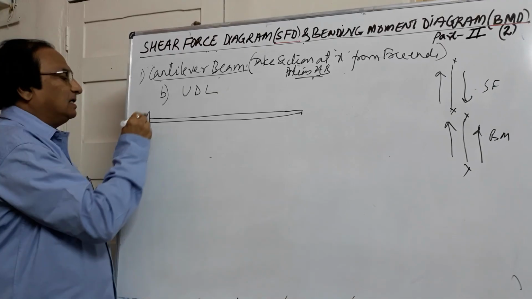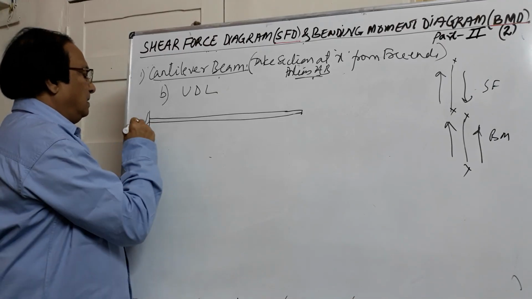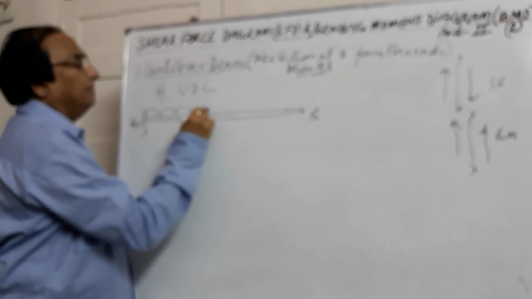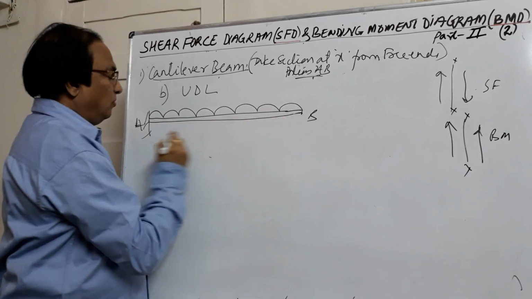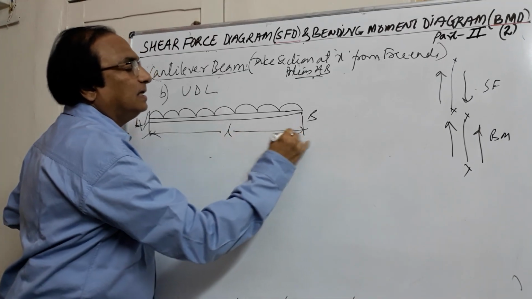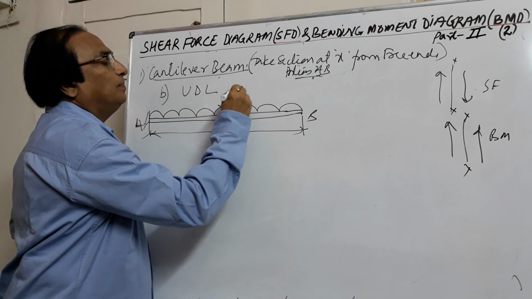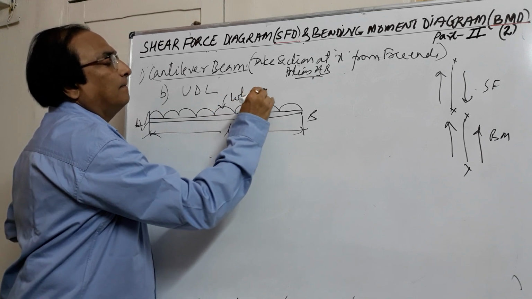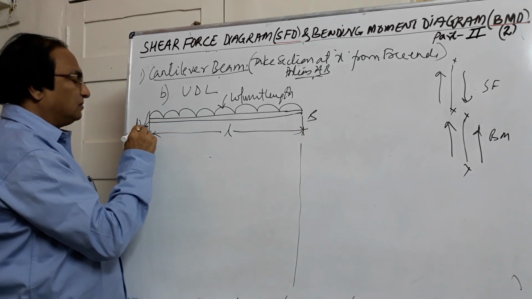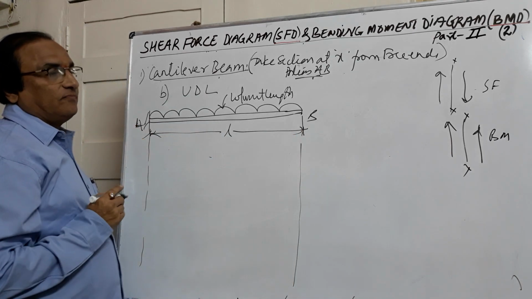if it is fixed at the end A and this is the end B and it is carrying the UDL for the whole length of the beam L, let the intensity of the loading be W per unit length. So we are required to draw the shear force diagram and bending moment diagram for this beam.